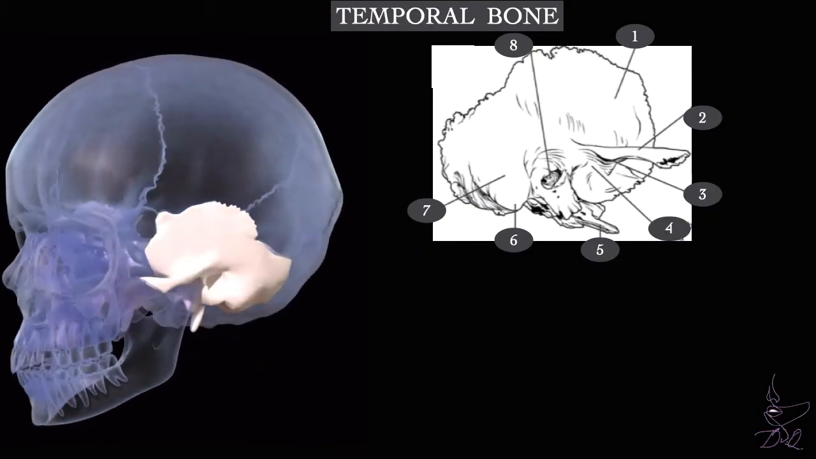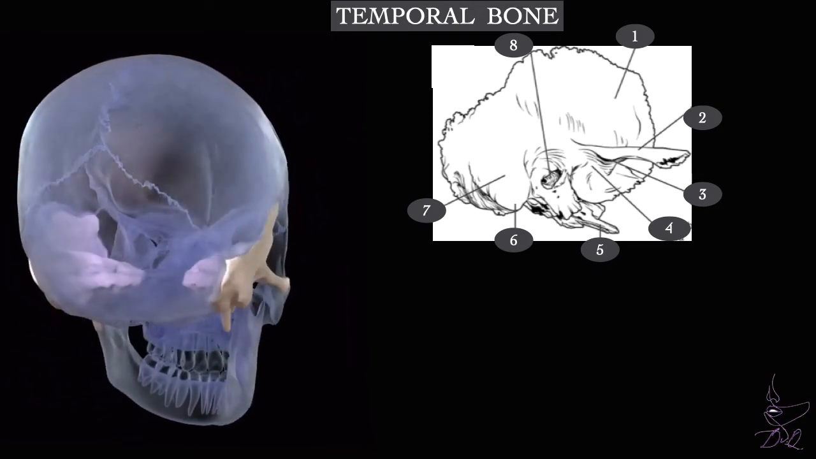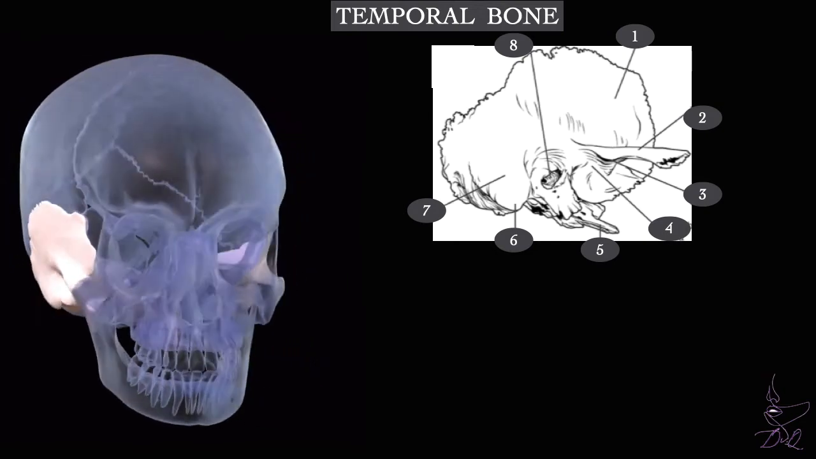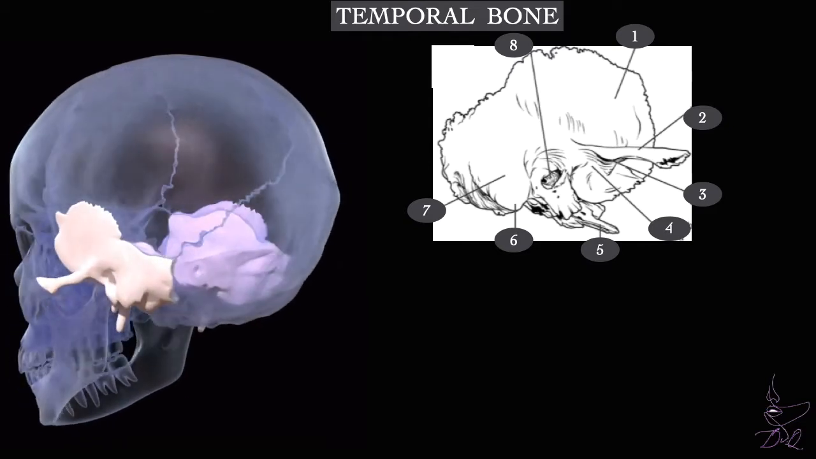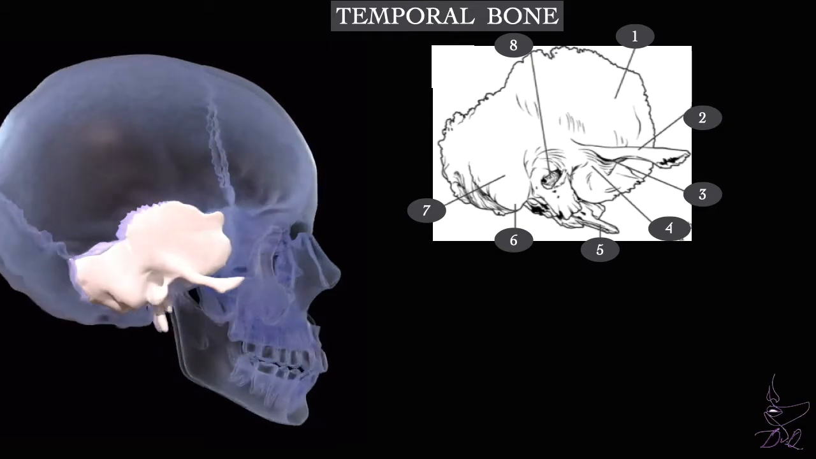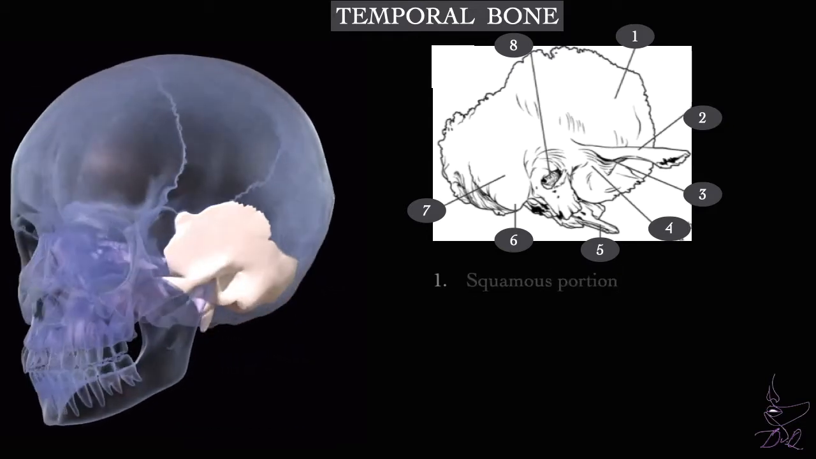The temporal bone. Now the temporal bone is very complex. It is a pair of bilaterally symmetrical bones that constitutes a large portion of the lateral wall and the base of the skull. It consists of five parts. That is the squamous part, which is the anterior portion of the temporal bone. It has the appearance of a large flattened plate.